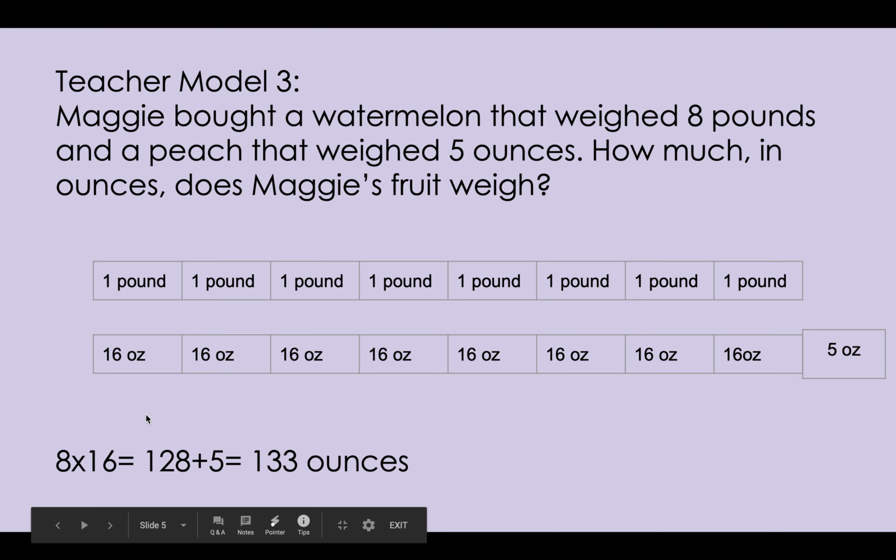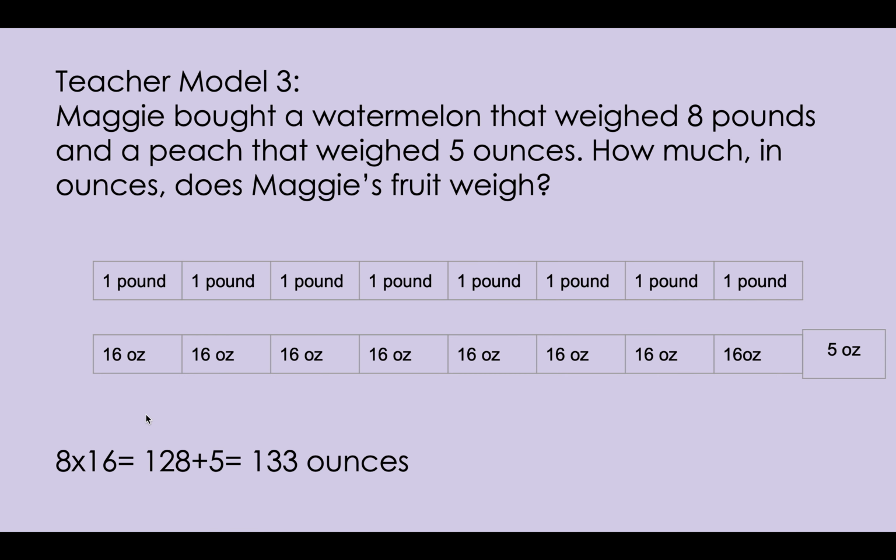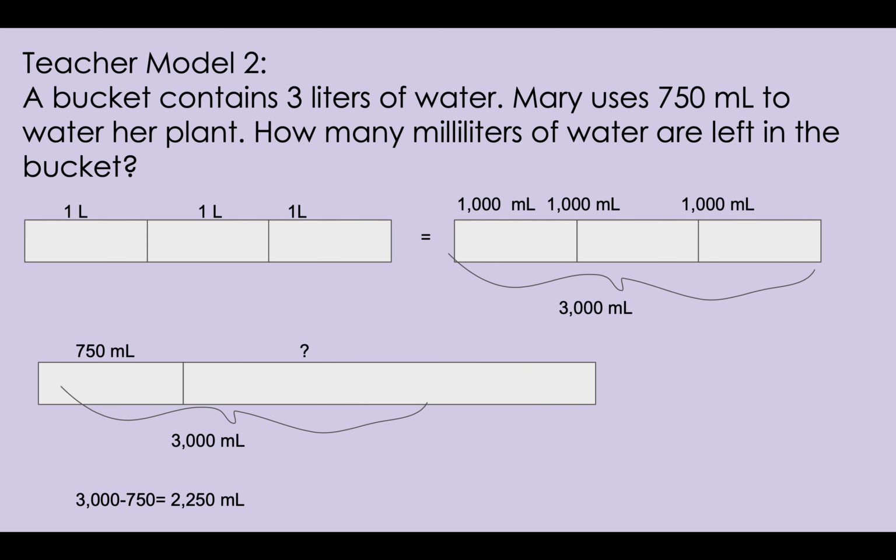And if you're confused by how I know how to do this, this question is asking how much does Maggie's fruit weigh? So there's no reason to subtract. I'm seeing how much her fruit weighs. I'm going to add everything together. On the other hand, in this problem, Mary's pouring out water. Water is being taken away.